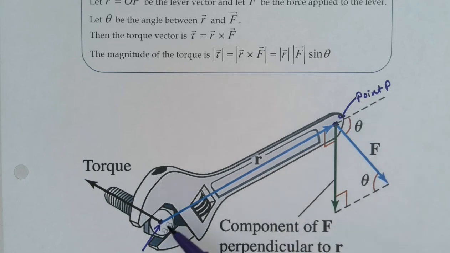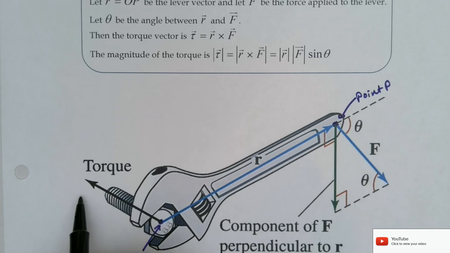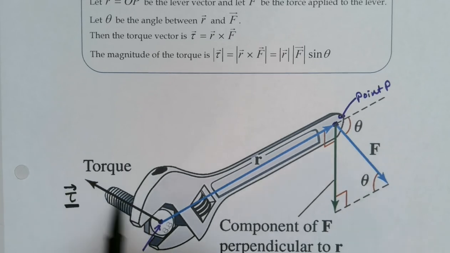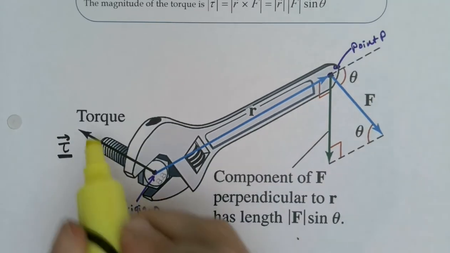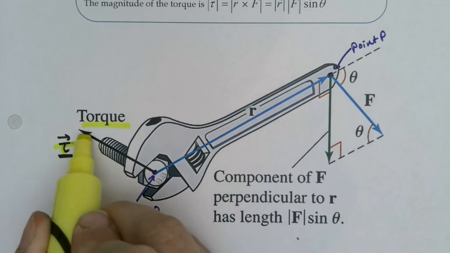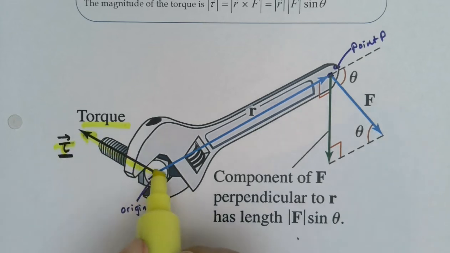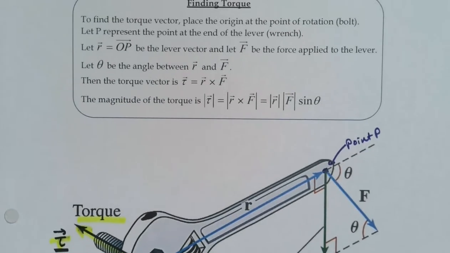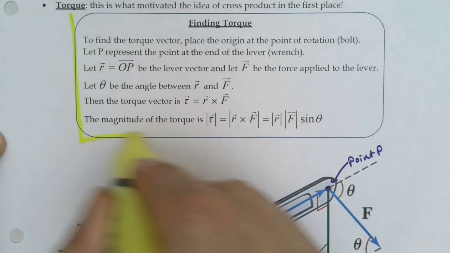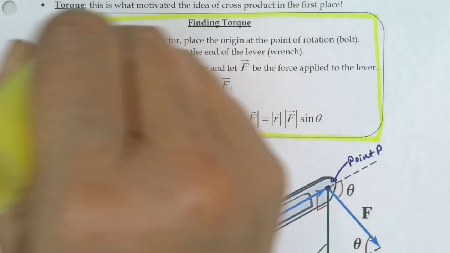So the torque vector is that way. So torque is right here. So this vector right here is the tau vector, torque. That's this vector going that way. Here, I'll use a little highlighter so you can see. So the torque vector is right here, following the right-hand rule. Right, so that's how to find torque. All of that. Very important definition to know.